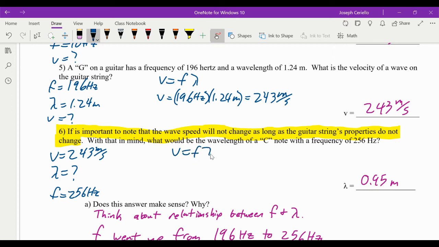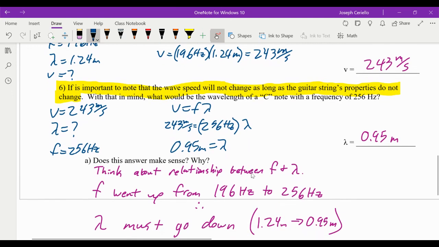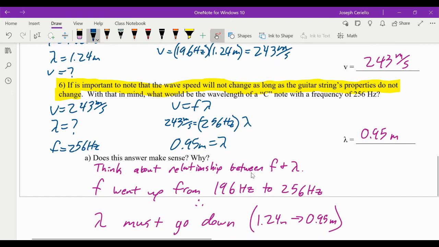So let's see, v equals f lambda. v is 243 meters per second, f is 256 hertz, and lambda is unknown. Divide both sides by 256, and you get 0.95 meters is our wavelength. And it says, does this answer make sense? Why? Think about the relationship between frequency and wavelength. Frequency went up from 196 to 256, therefore the wavelength had to go down, which it did, from 1.24 to 0.95.